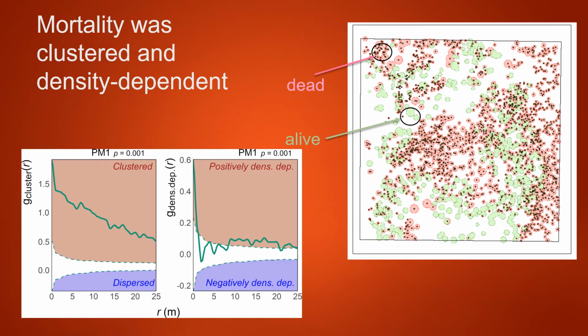This is an example of one of our plots. The red, or pink, I guess it is, is dead trees, and the green is the live trees. And we found definitely strong clustering of the mortality, and it was generally positively density dependent. So in other words, when density increased, mortality increased for the most part.